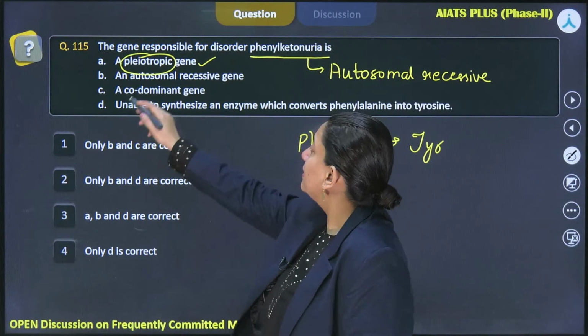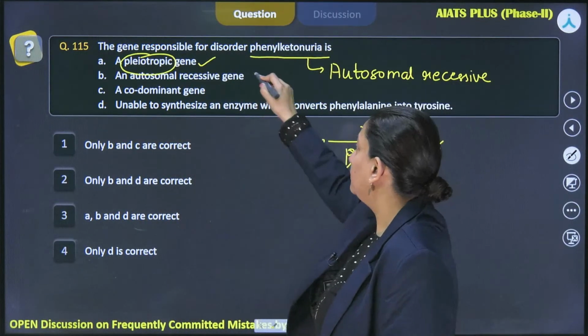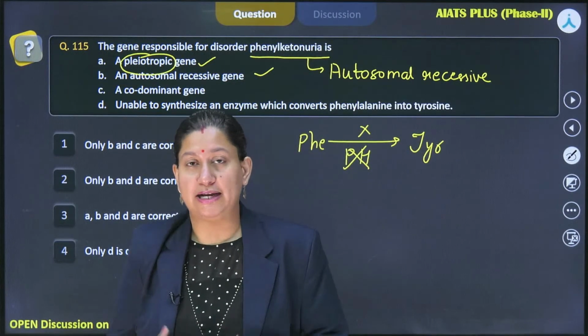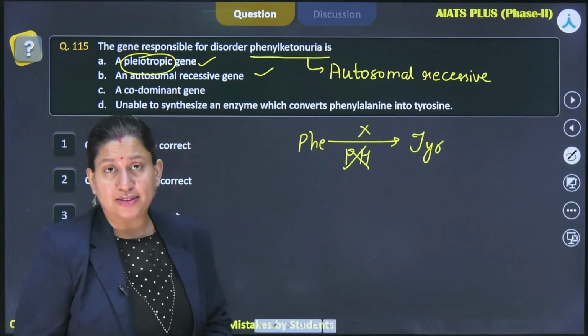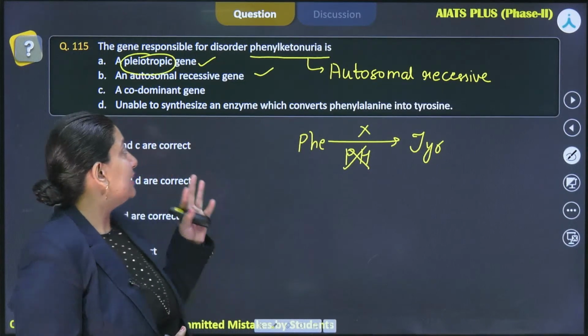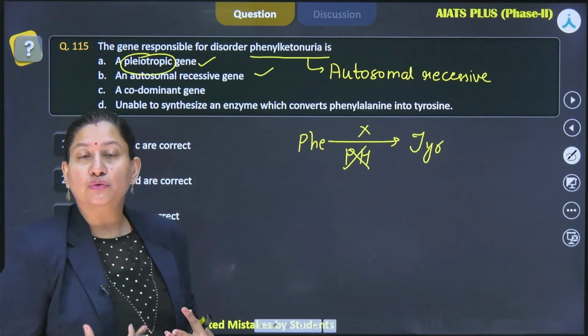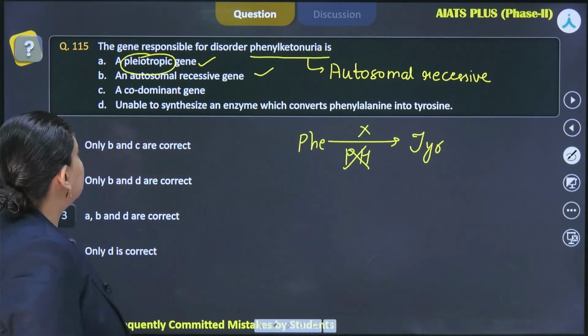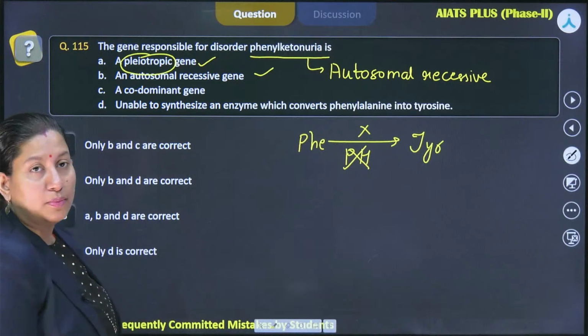Now B says it is an autosomal recessive gene. As I've told you, it inherits itself in an autosomal recessive fashion. That means that if the gene is present in its homozygous form, then only the individual is going to get affected by the disorder. So this is true. Then the third thing is saying it is a codominant gene.